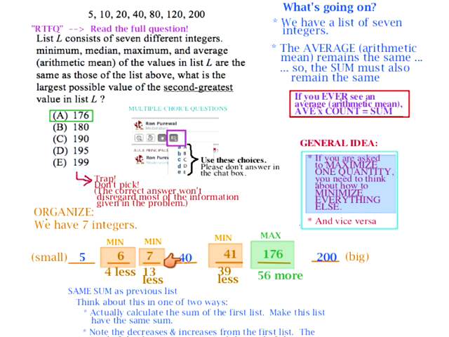So, can the missing numbers be 5, 5, and 40? No, they can't, because remember RTFQ, people, which stands for, of course, read the full question. They're not the same. Okay.